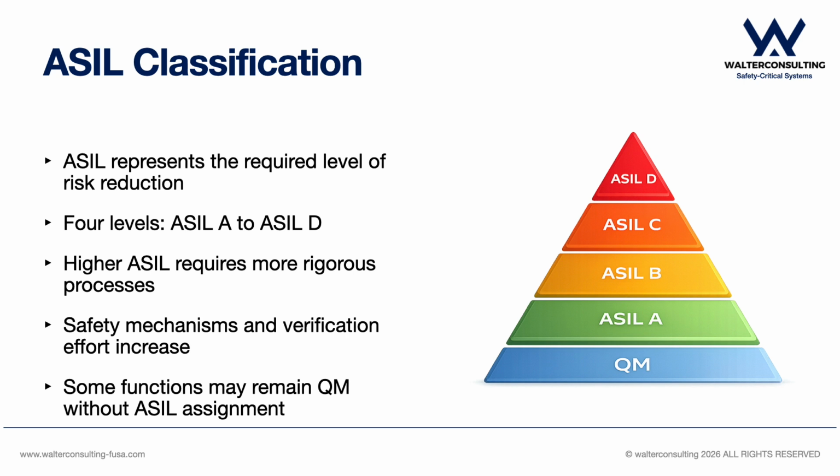Higher ASIL levels require more rigorous development processes, stronger safety mechanisms, and more extensive verification activities. Some functions may not require a specific ASIL. In those cases, standard quality management processes are considered sufficient, and the function is classified as QM. But how exactly is the ASIL level determined?